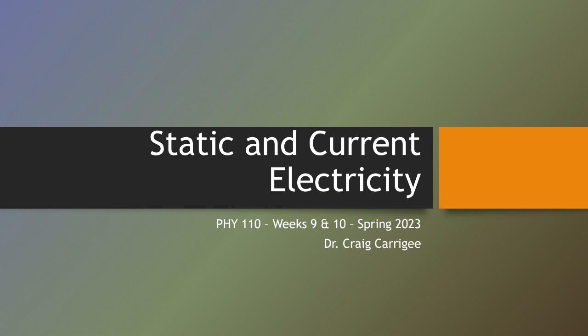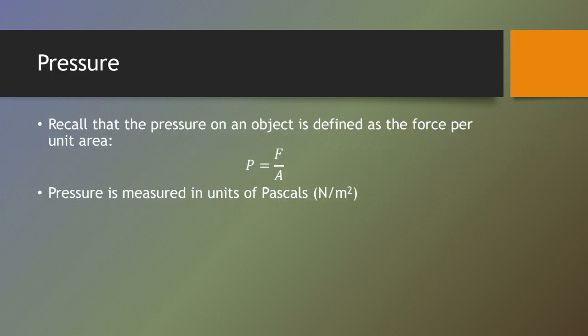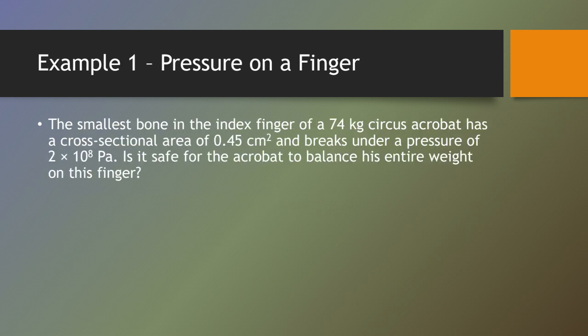So in chapter 5, we talked about pressure. And recall that the pressure on an object is defined as the force per unit area, the force on the object divided by the area on which the force is acting. Pressure is measured in units of pascals, in which 1 pascal is just 1 Newton per meter squared. And so let's take a look at some of these examples.